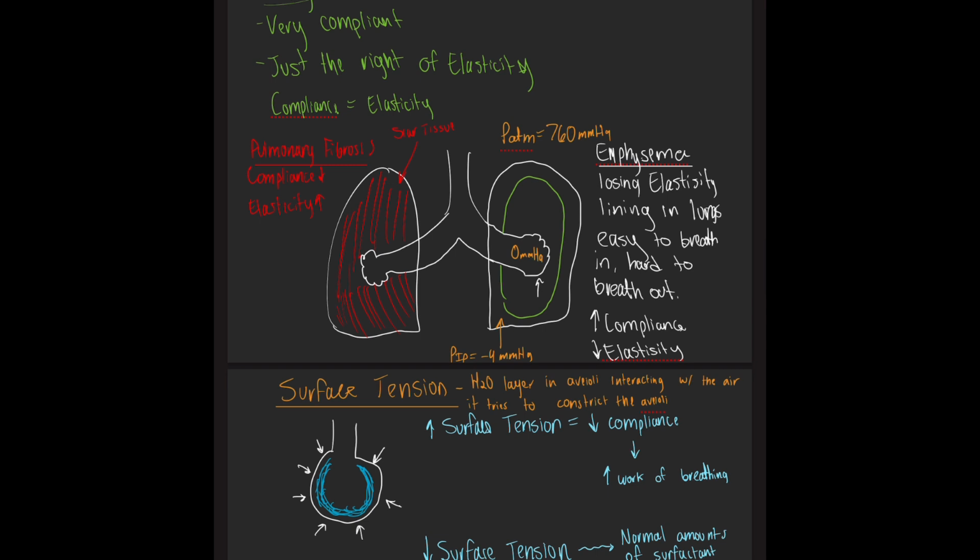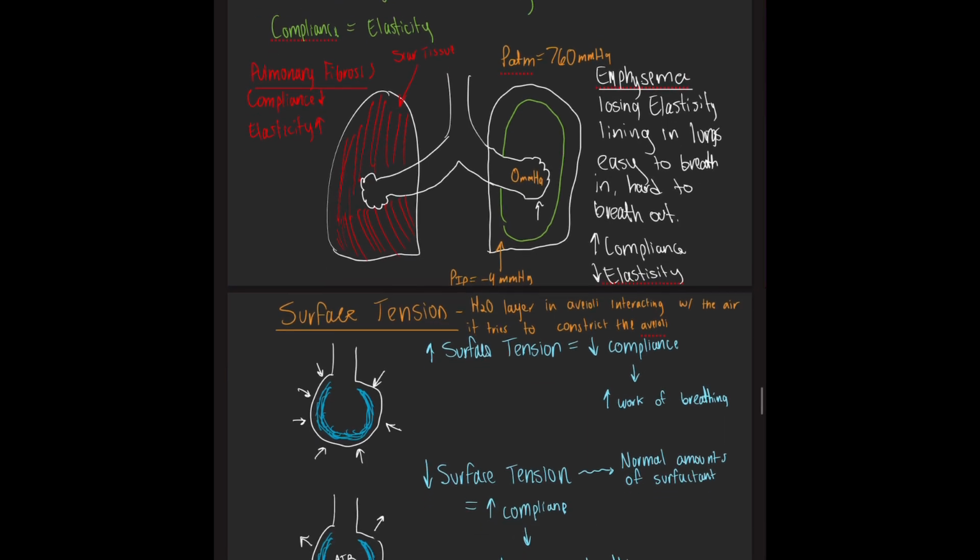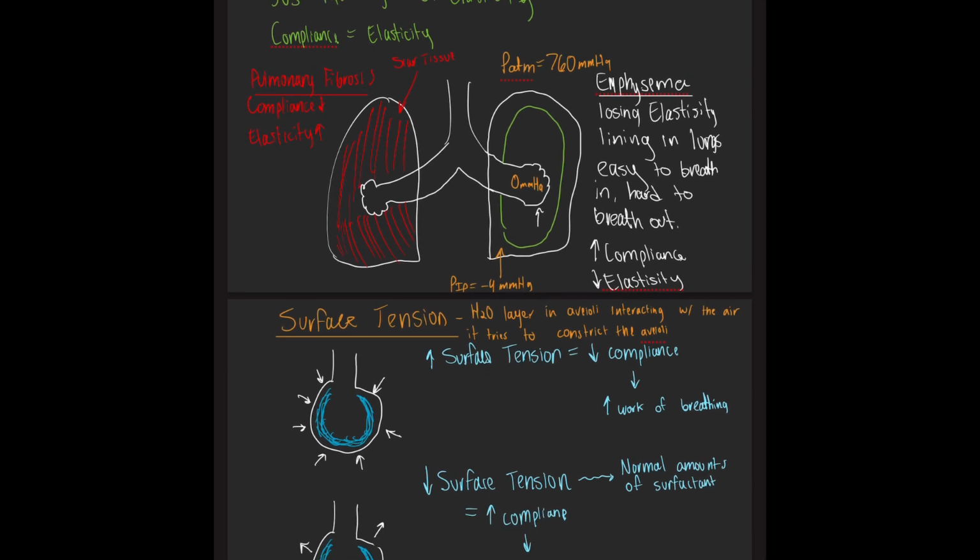So let's go into some things that were talked about in lecture. We have pulmonary fibrosis, right? Pulmonary fibrosis is going to cause a lot of scar tissue in the lungs. What does that do? Scar tissue is not the same stretchy tissue that we have. It's going to increase stiffness, which is going to increase elastance and decrease compliance.